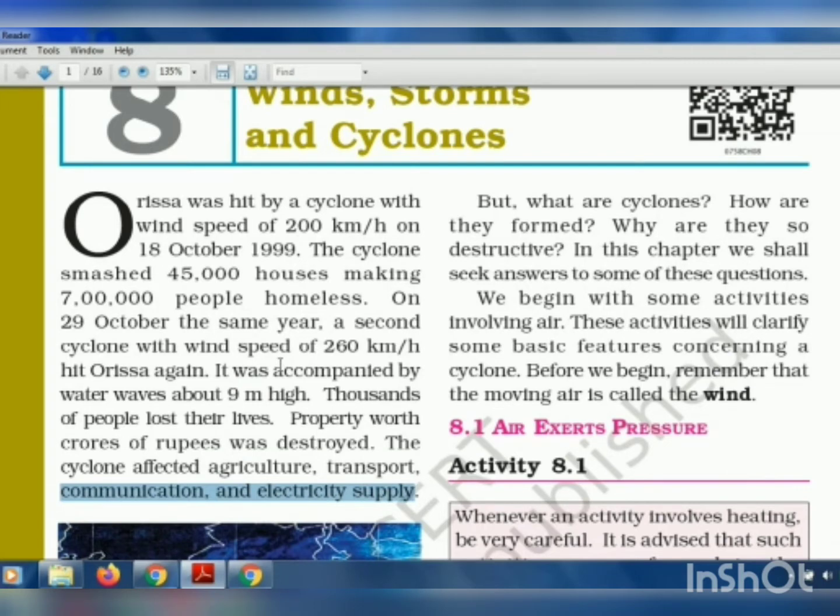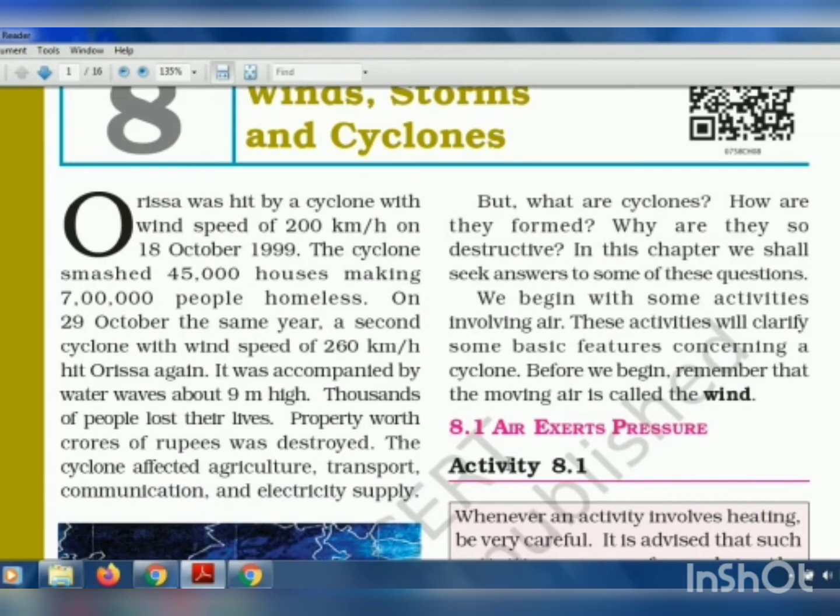Similarly, storms are also a very destructive type of wind which flows with a very high speed. So in this chapter, we'll be looking into why these storms are destructive, how they are destructive, how they are formed, how wind flows. These all things we'll study in this chapter further.